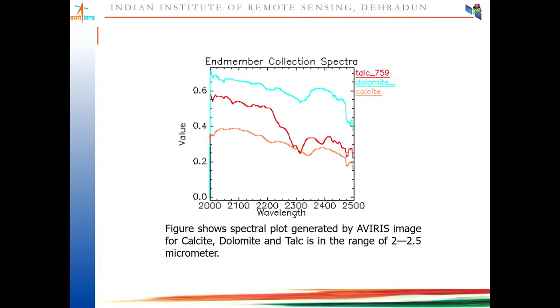Now these are the different spectra like talc, dolomite and calcite. If you know, the composition of calcite is CaCO3 and dolomite is CaMg(CO3)2. So the presence of Mg pushes the absorption dip at 2.3, which is characteristic of carbonate, towards a little lower wavelength. And why is it so? Because it has got the presence of Mg in it.